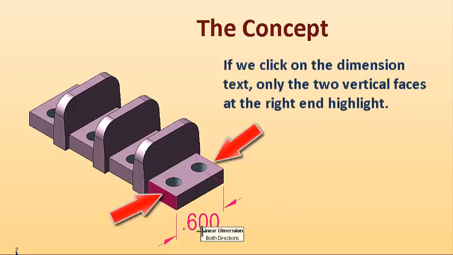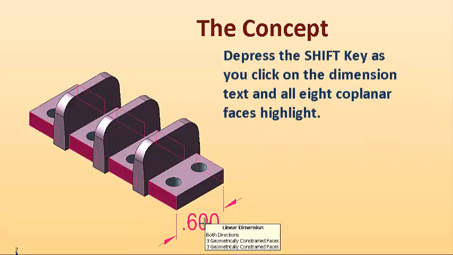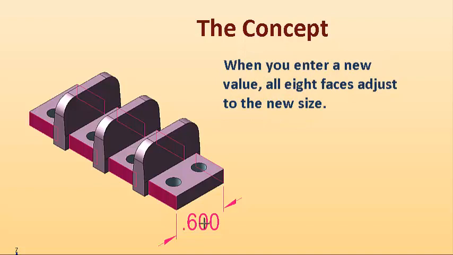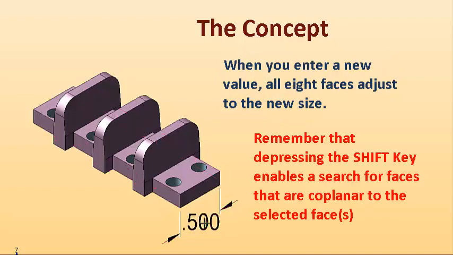If you move your cursor over the dimension text, only the two vertical faces highlight. Press the Shift key as you click on a dimension, and all 8 coplanar faces highlight. When you enter a new value, all 8 faces adjust to the new size.